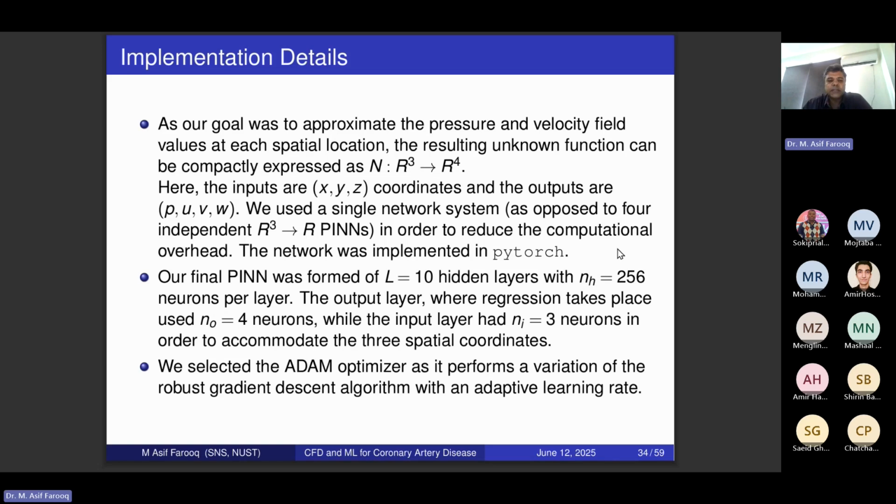These are some details which I already explained. We did this in PyTorch, and input is X, Y, Z, since there is no time. We did work on time dependence as future work. We already published that paper. This was the paper where we had non-pulsatile flow. So X, Y, Z is the input, and P, U, V, W is the output of the neural network, and so on. For the PINN, we have 10 hidden layers, and each layer contains 256 neurons.